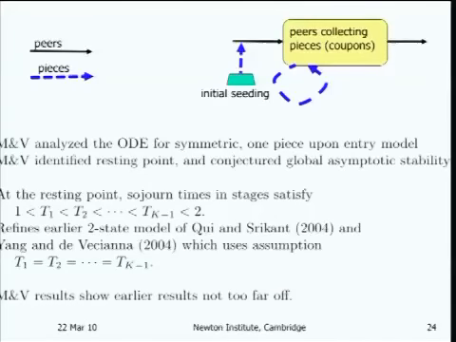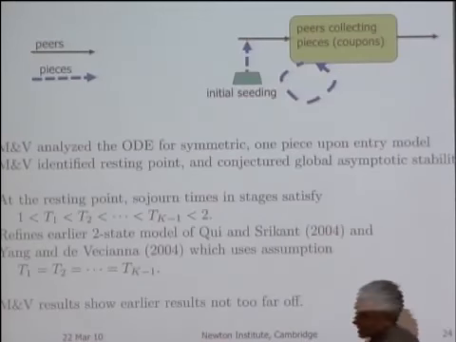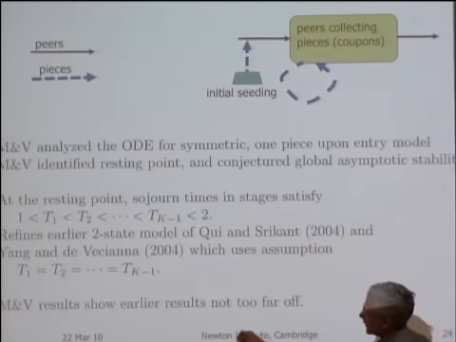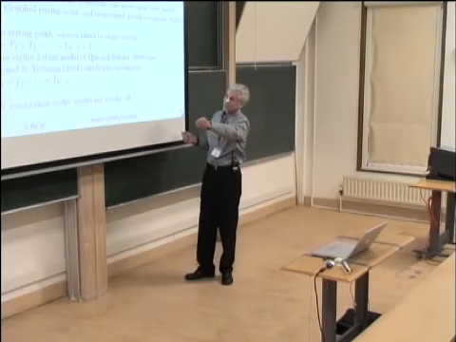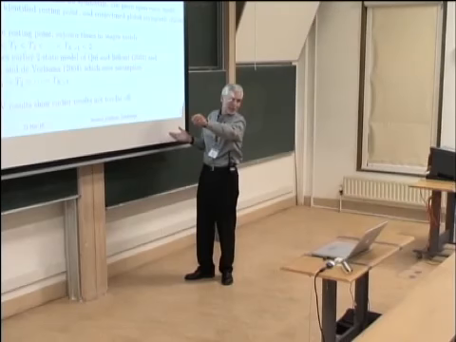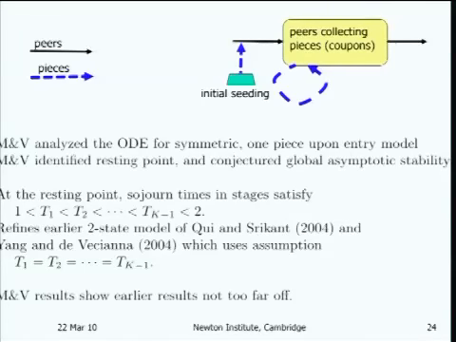So they analyzed the ODE for the symmetric one-piece-upon-entry model. They identified the resting point and conjectured global asymptotic stability. And at the resting point, they found the sojourn times. Let T1, T2, et cetera, be how long the peers spend in the different stages. So this is when they all come with one piece. T1 is how long it takes them to get the second piece, T2 how long it takes them to get the third piece, and so forth. And they found these are increasing.